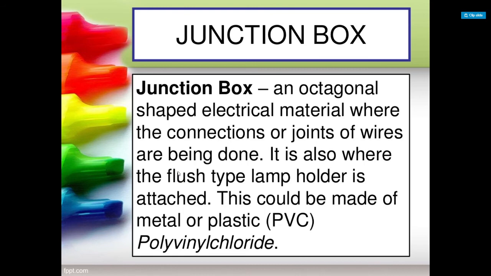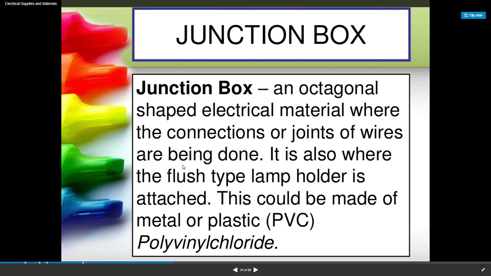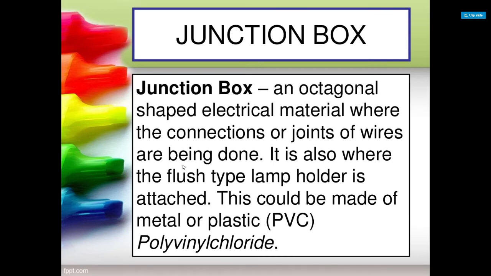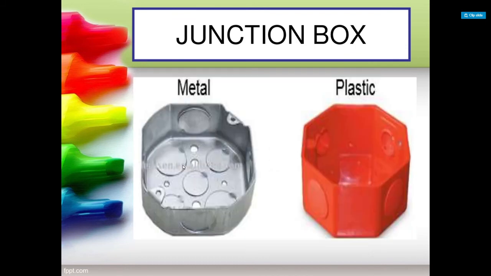It is also where the flush type lamp holders are attached. This could be made of metal or plastic. Okay, so the plastic is a PVC. PVC means polyvinyl chloride plastic. Okay, so this is the junction box. The purpose of the junction box is it houses the flush type lamp holders, and at the same time, this is where you connect the wires together. Okay, in the junction box. So this is how a junction box looks like.